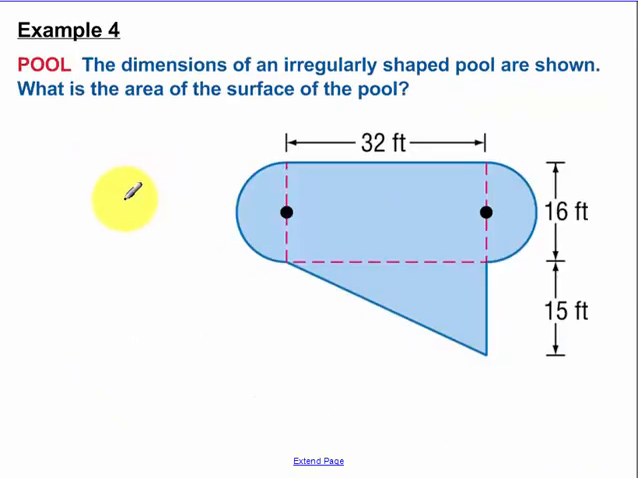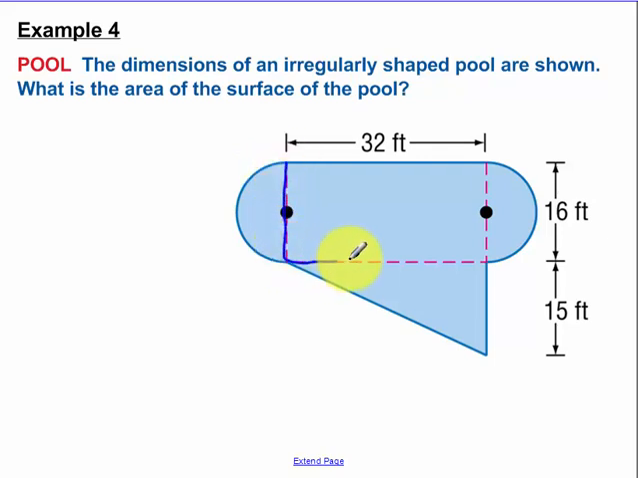Okay, composite areas. Composite areas are where you have an irregular figure. This isn't a figure that we can easily find the area of. But what we can do is break this up into areas that we know.